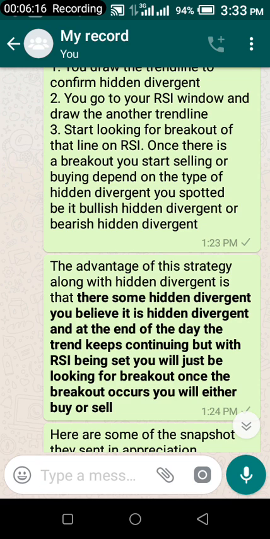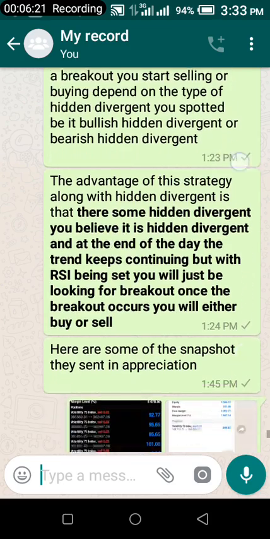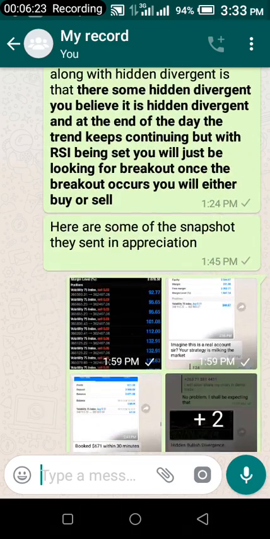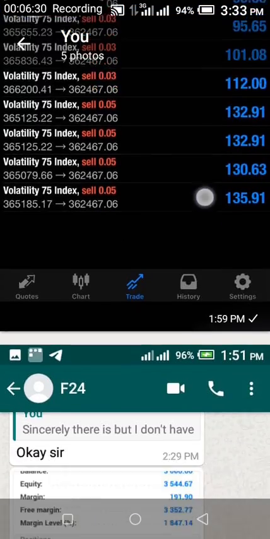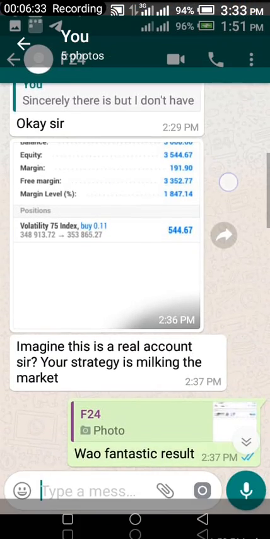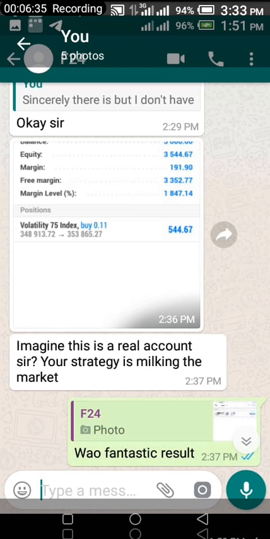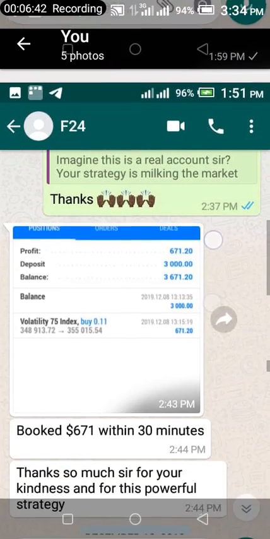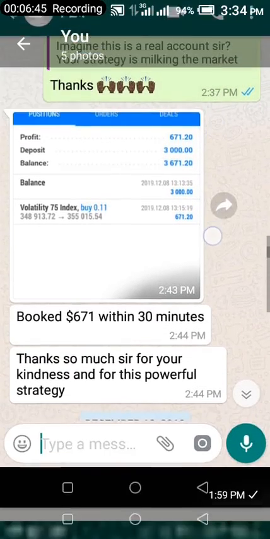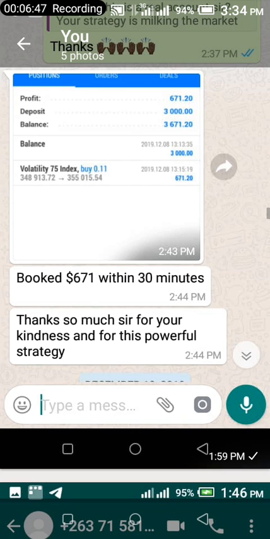Before I go to the chart, let me quickly show you some of the messages people sent. There is a guy who sent this in appreciation of hidden divergence. This is another one: "Imagine this is a real account, sir. Your strategy is making the market." Wow, fantastic result. Another one says, "Thanks, I booked $671 within 30 minutes." Wow, that's good. "Thanks so much, sir, for your kindness and for the powerful strategy."